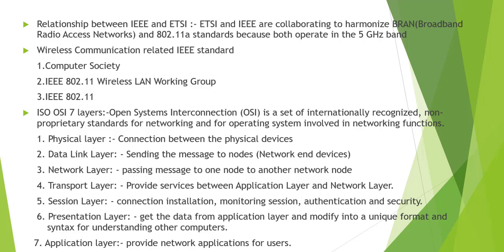ISO OSI, Open System Interconnection, created the 7 layers. These 7 layers are used in network communication. It is a set of interconnection-organized non-proprietary standards for networking and for operating systems involved in the networking function. First the physical layer, data link layer, network layer, transport layer, session layer, presentation layer, and also the application layer.